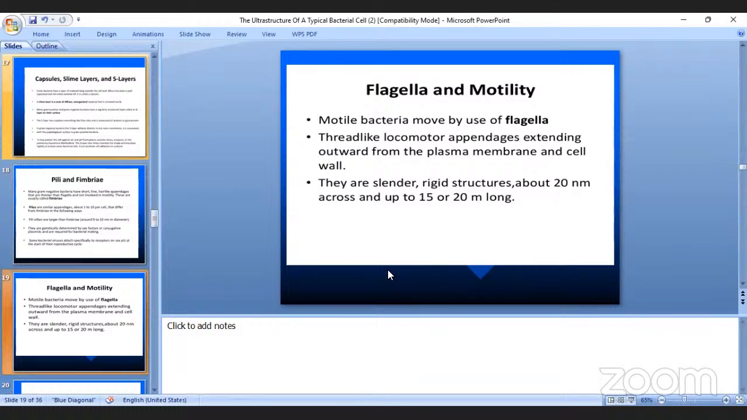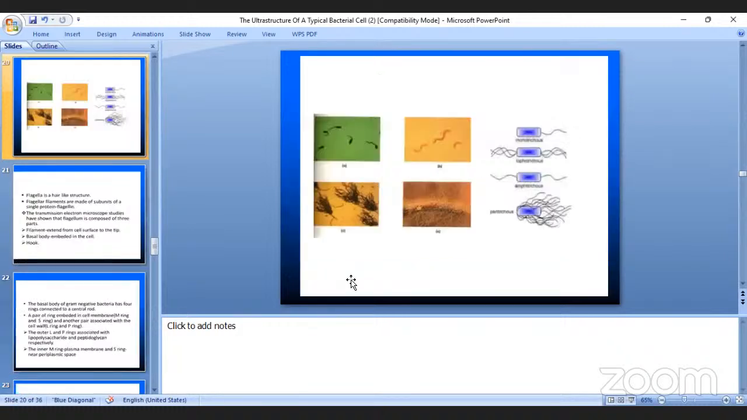So these are flagella. They are all external parts of the cell wall: pili, fimbriae, flagella. These are the flagella types. Are you able to see the diagram? Flagella diagram. This is monotrichous. How many flagella appear in the diagram for monotrichous?